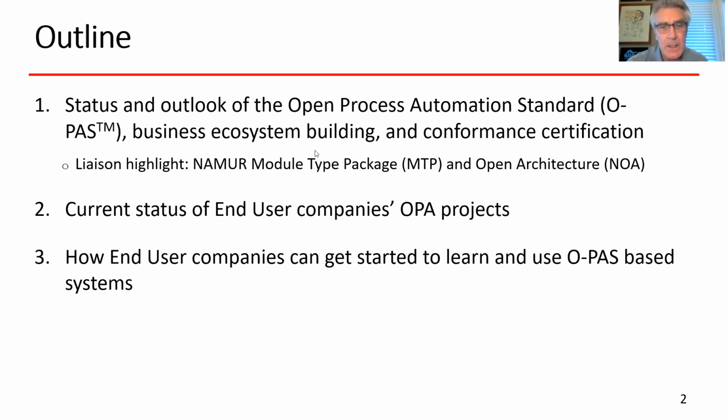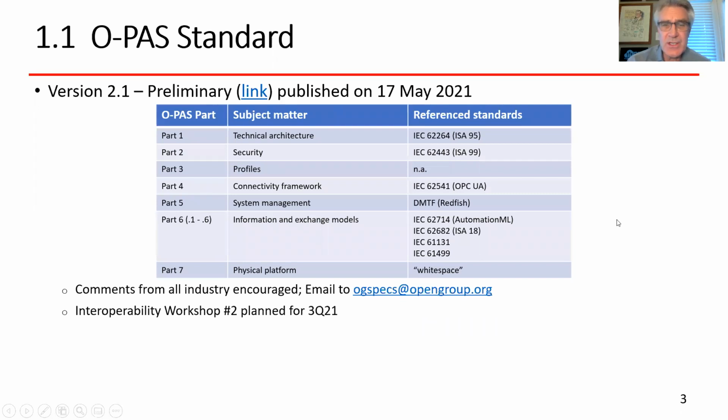So to discuss the OPAS standard itself, the technical specification. The news is that we published version 2.1 of the OPAS standard in May of 2021. This table shows an overview of the table of contents and the subject matters in each of the part documents, and also the referenced standards in this OPA standard of standards.